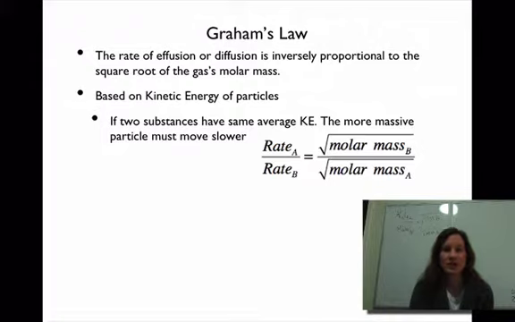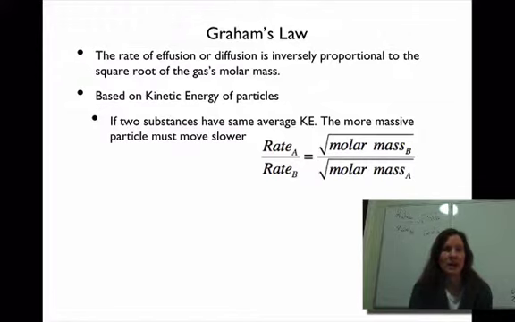If you read this definition right here, it says the rate is inversely proportional to the square root of the gas's molar mass. What that simply means is, if you are comparing the rate at which gas A moves to the rate at which gas B moves, that's going to equal the square root of the molar mass of B divided by the square root of the molar mass of A. So you see the inverse proportionality there, because in terms of the equality, your designations for A and B flip.